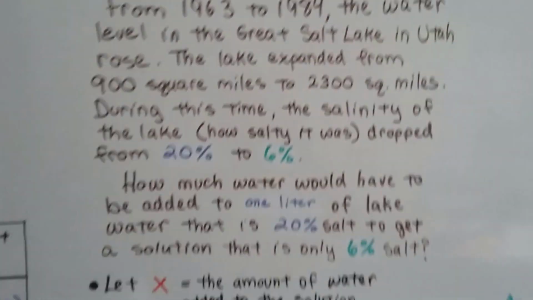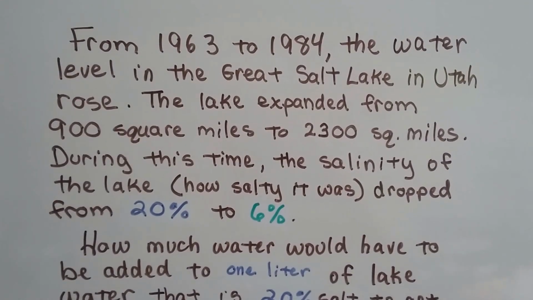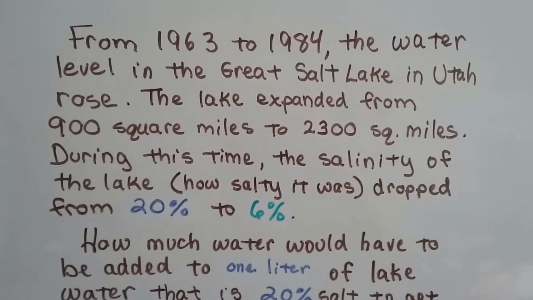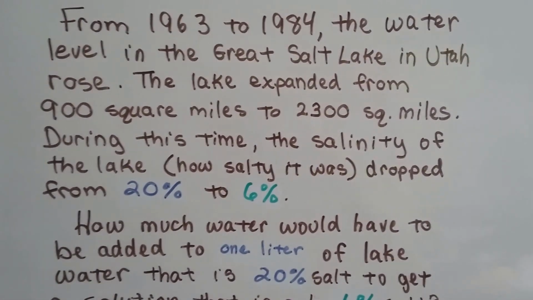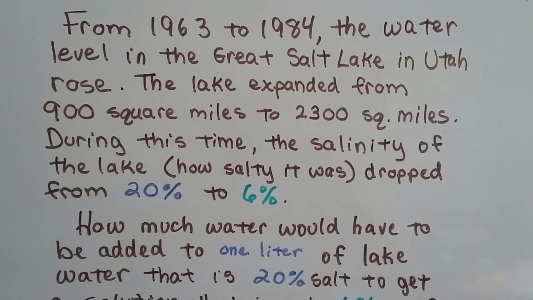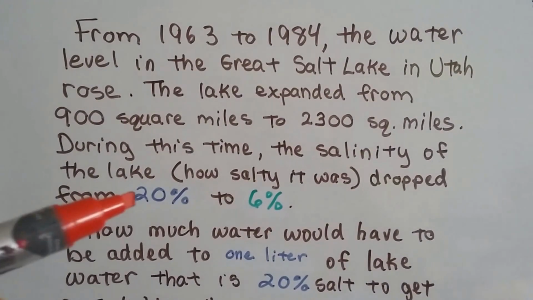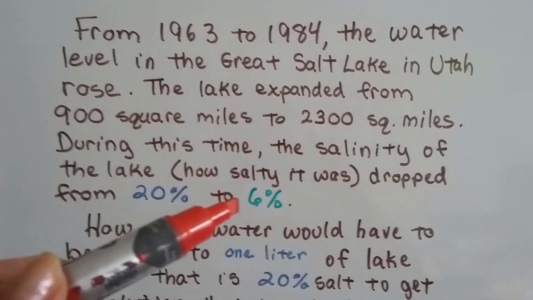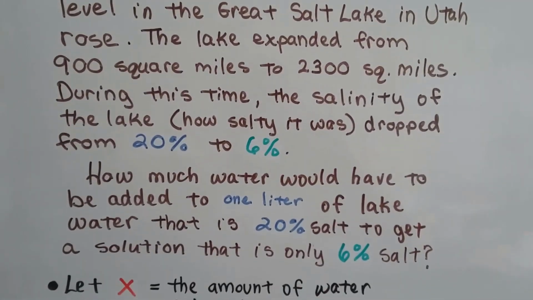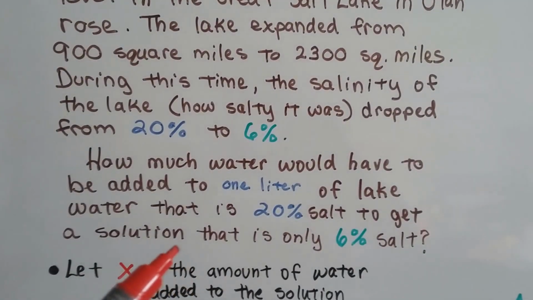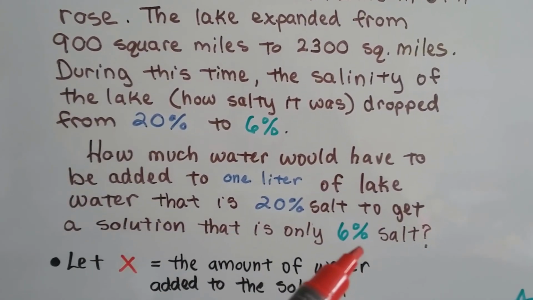So here's our problem. From 1963 to 1984, the water level in the Great Salt Lake in Utah rose. The lake expanded from 900 square miles to 2,300 square miles. During this time, the salinity of the lake, that's how salty it was, dropped from 20% to 6%. The reason the saltiness dropped is because more clean water was added, and it made that salt water weaker. So how much water would have to be added to 1 liter of lake water that is 20% salt to get a solution that's only 6% salt?